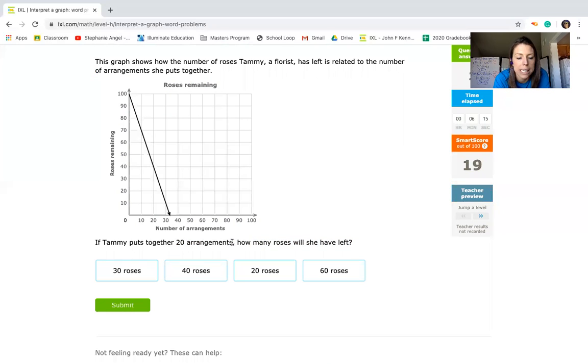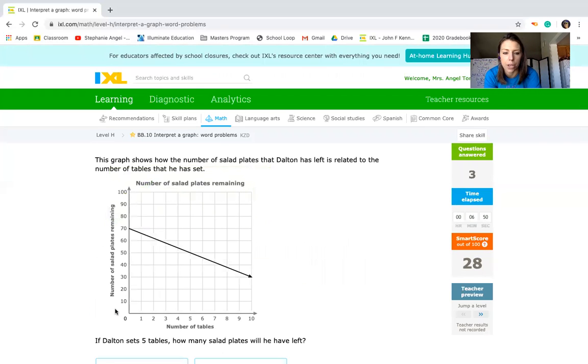So we're given 20 arrangements. Which axis are we going to use? Let's see. Y-axis is roses remaining. X-axis is number of arrangements. So we're going to go to 20 arrangements on the x-axis. Trace that value up to the line until we hit the point on the line because that's an actual solution in ordered pair. And then trace it over to see, it looks like she will have 40 roses left after making 20 arrangements. So let's see, 40 roses left, click submit, and there we go.